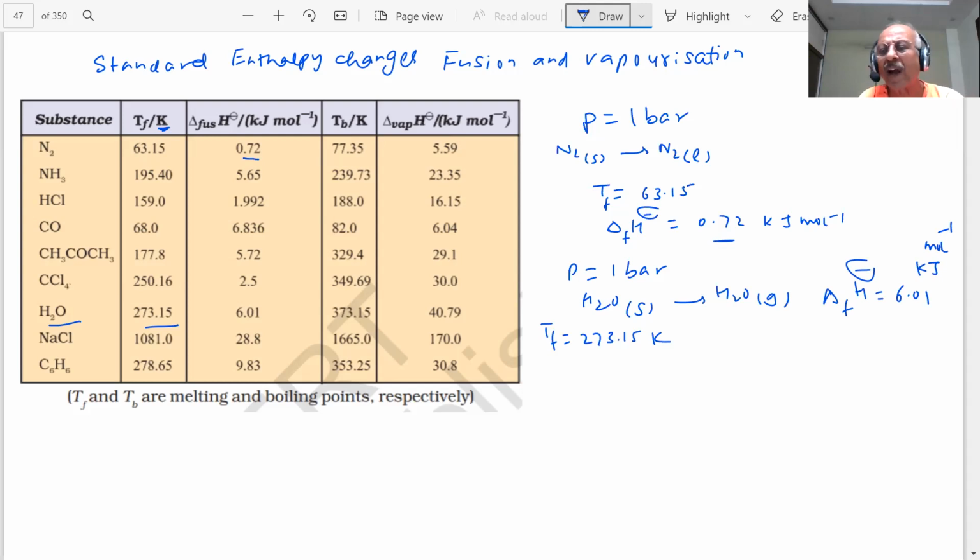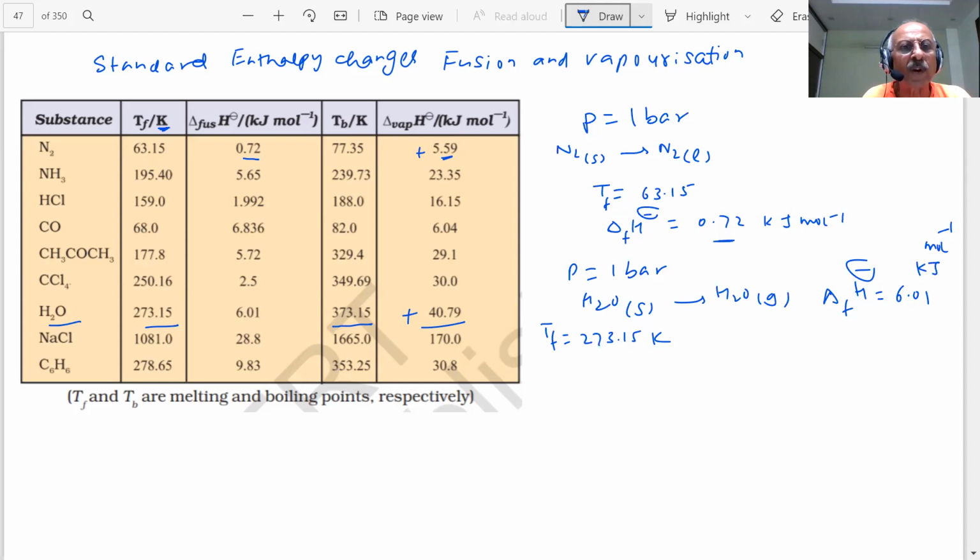Nitrogen doesn't have any polarity or any hydrogen bond. In water, we have shown there is a strong attractive force between the water molecules. So this needs more enthalpy, and the vaporization value is still more. For water, vaporization takes place at 373.15 Kelvin, which is 100 degrees Celsius, and the value is plus 40.79. For nitrogen, the boiling point is 77.35 and the value is only 5.59. See how large it is, and how small it is. Similarly, for different substances, we have given these values.